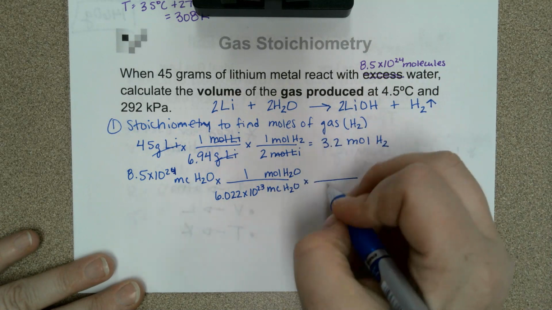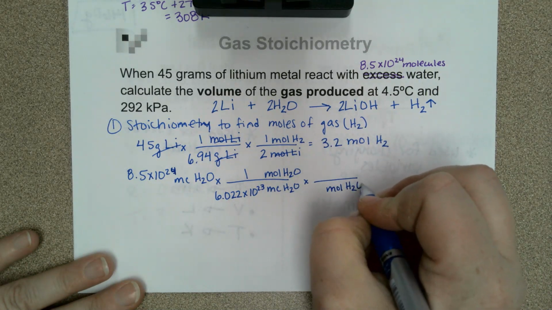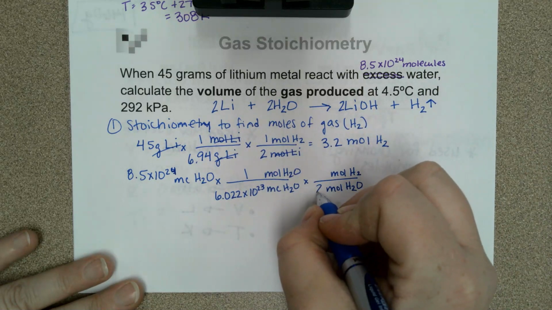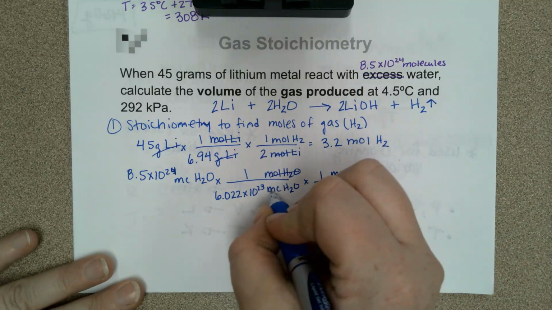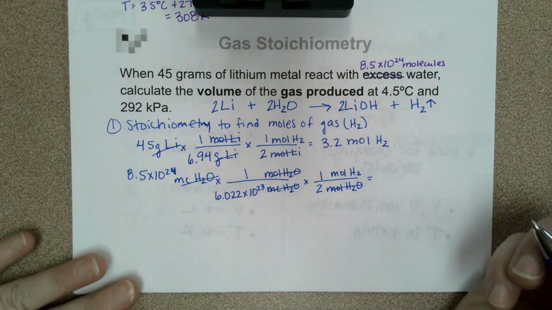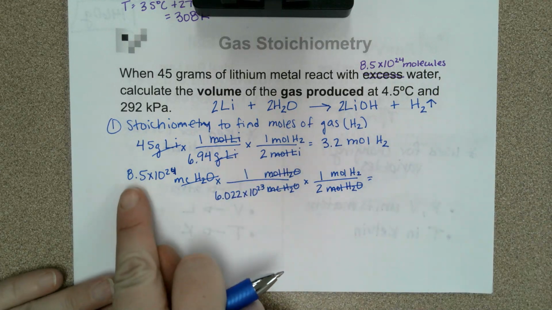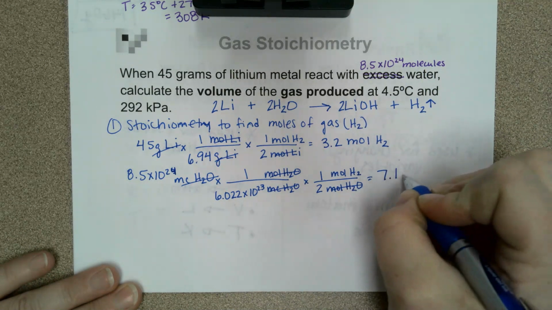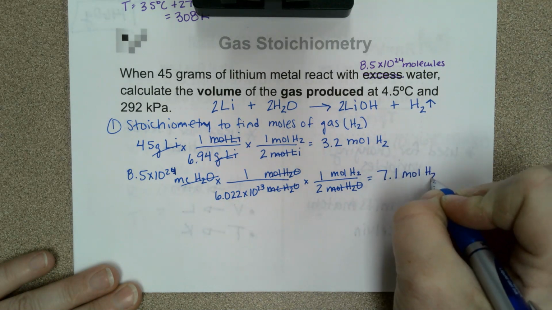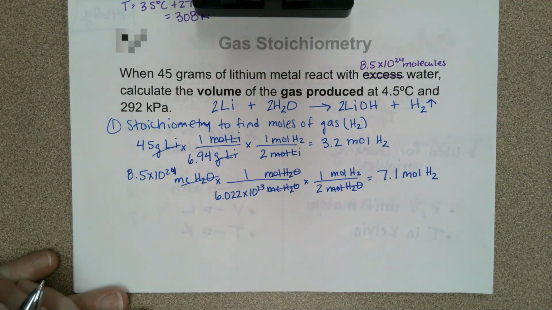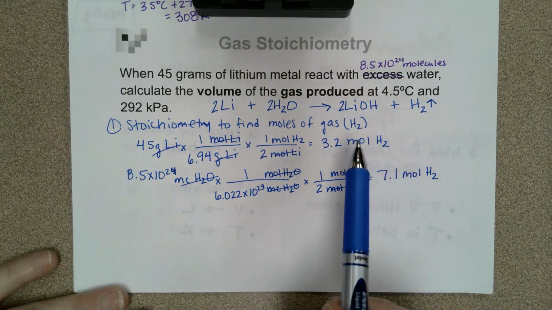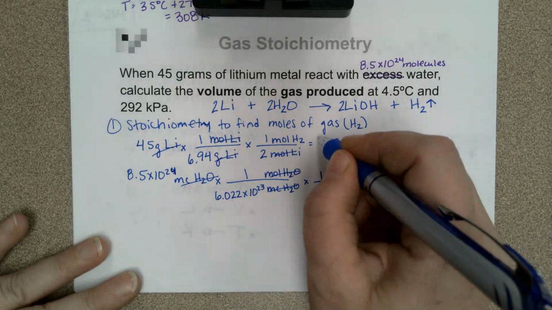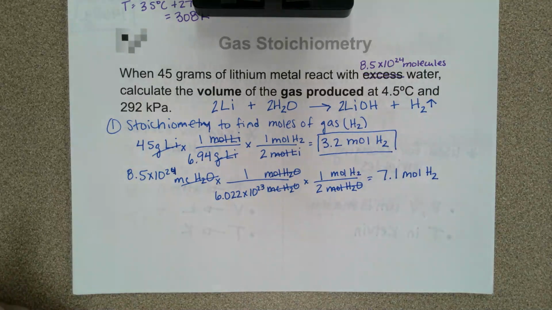And then we can go from moles of water to moles of hydrogen. And that is also going to be a 2 to 1. Okay, multiply across the top, divide by what's on the bottom. Again, we should only have 2 significant figures. And when you do your calculations, you end up with 7.1 moles of hydrogen. So because this is a limiting reactant problem, we're looking at which is our least amount of hydrogen that we get, and that's going to be our limiting. So that is our 3.2 moles of hydrogen.